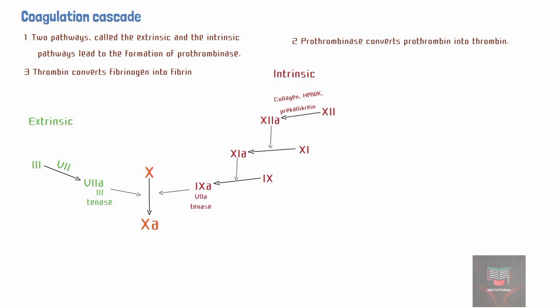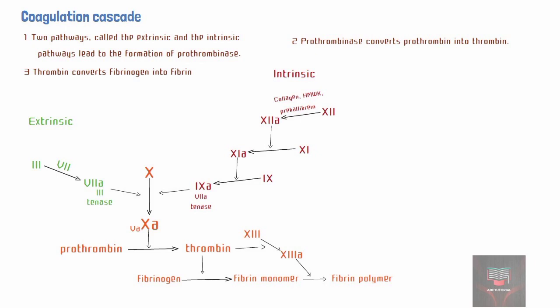The activated factor 10 from both the extrinsic and intrinsic pathways act together with its cofactor, activated factor 5, as a prothrombinase which converts prothrombin to thrombin. This thrombin then converts soluble fibrinogen to fibrin monomer, which is a weak fibrin thread. Thrombin also activates factor 13, which causes the polymerization of fibrin monomer to fibrin polymer, which is strong and forms an effective clot at the site of injury.